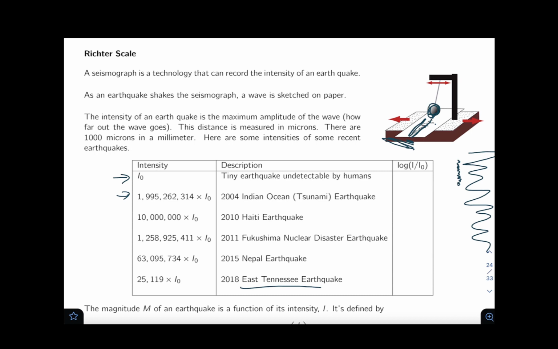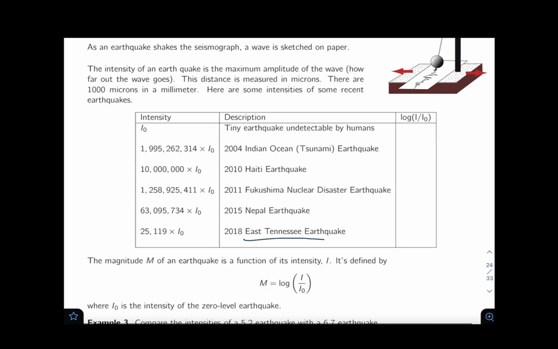And what we're seeing here is that we have numbers that vary dramatically. We have 25,000 times and we have almost 2 billion times. That's a huge range of numbers that we might be comparing, 25,000 up to 2 billion. And whenever we have numbers that are varying dramatically, it's a good time to use a logarithmic scale. Here's how it works for earthquakes.